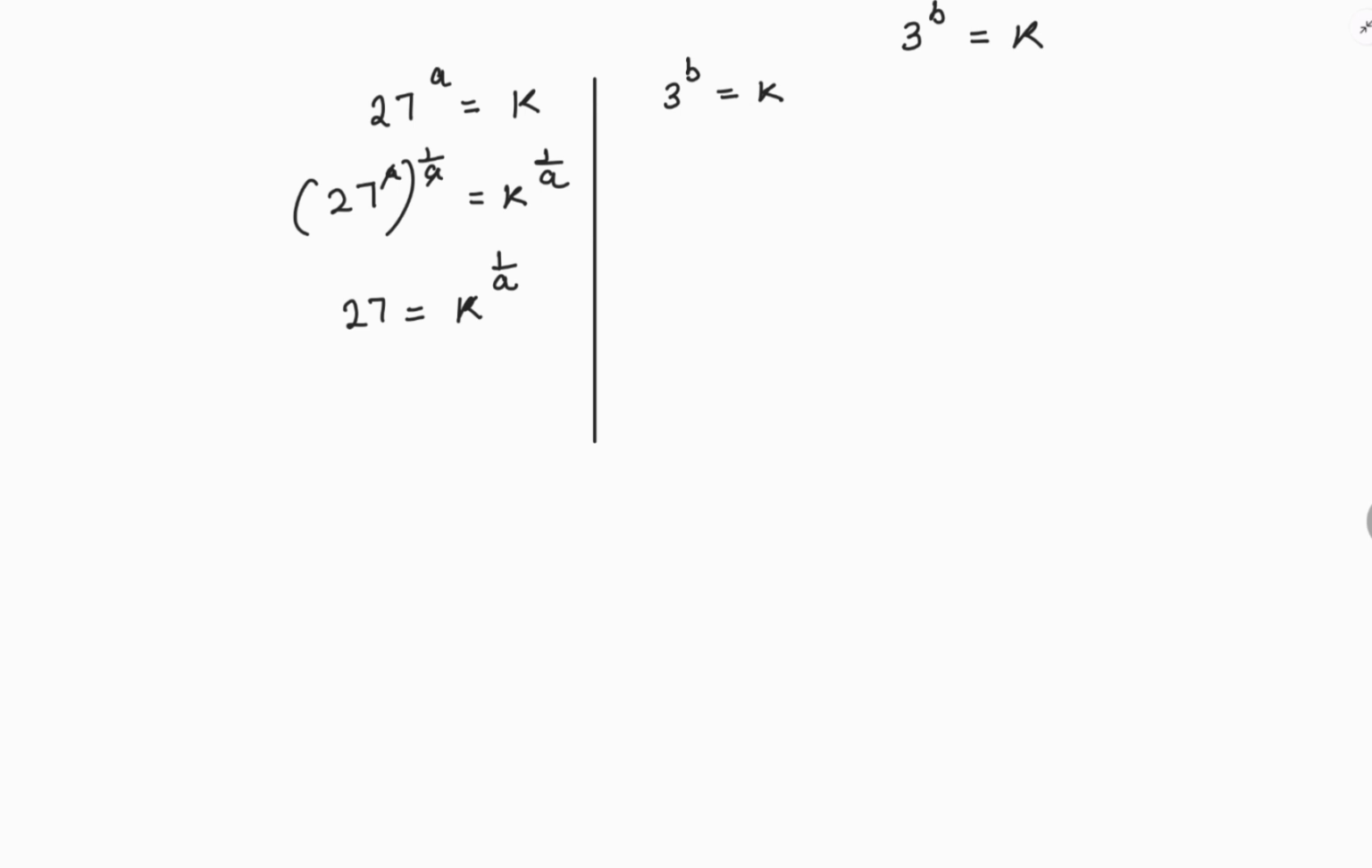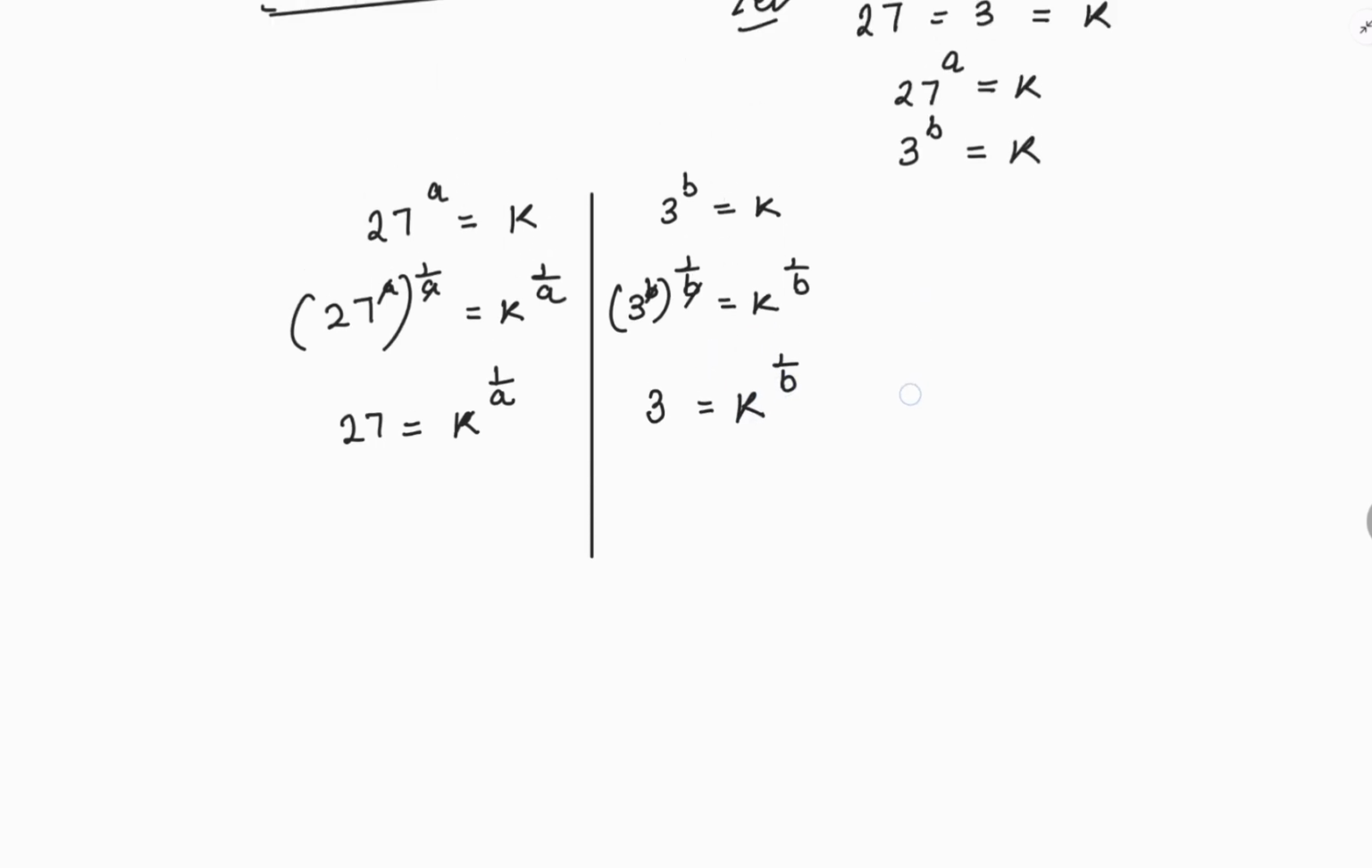Okay. Now similarly here in this equation 3 raised to power b is equal to k. If I take power 1 by b on both sides, the bth root, right? What will happen? They will get multiplied and cancel out, right? And we are left with only 3 here. 3 is equal to k raised to power 1 by b.